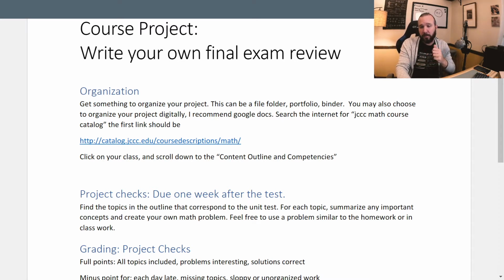So how does the assignment work? Well, the first thing that you need to do is go to the course objectives, and you're going to find all of the course objectives that correspond to the test that we just took. And then you're going to summarize any important concepts in a very brief, short way and come up with example problems that you predict might be on the final and solve those problems.